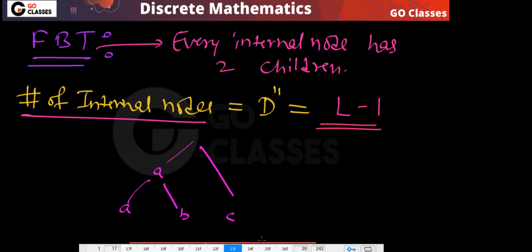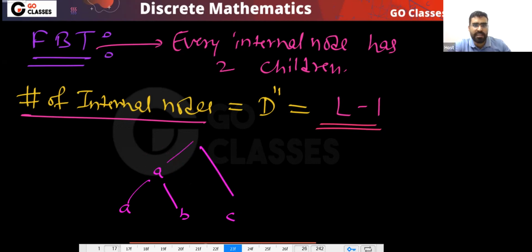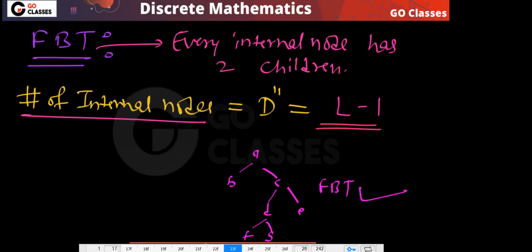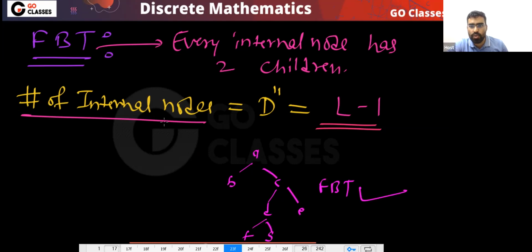So, the full binary tree has to be like all levels filled, right? No. Full binary tree does not say that. Full binary tree means you have like this. This is also a full binary tree: A, B, C, D, E, F, G. So every node has to have 2 children? Yes, every node has either 2 or 0 children. So that is also a full binary tree.